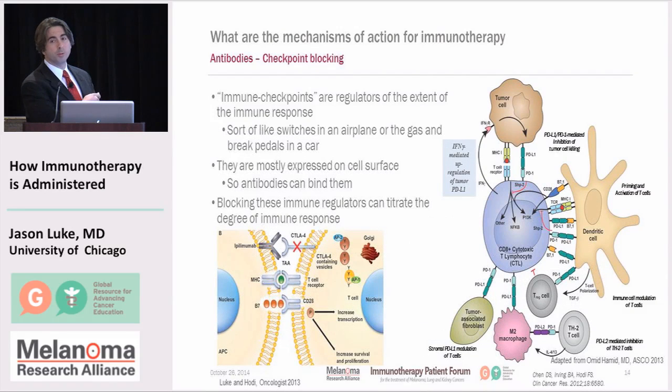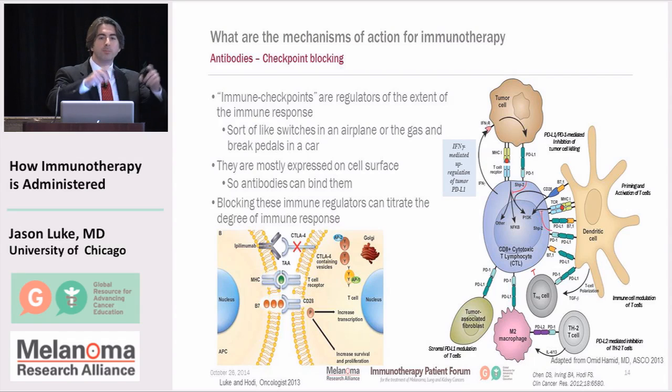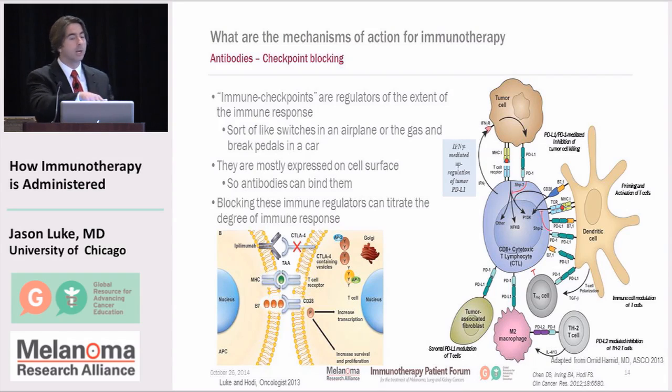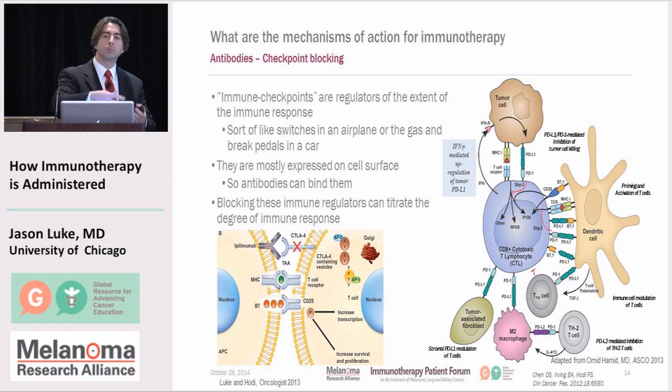What about the checkpoint blocking antibodies? The previous antibodies I talked about are infused, they go and find and stick, and then other things happen. These antibodies are slightly different in that these checkpoint antibodies are regulators of the extent of the immune response. They were discussed previously as sort of like gas and brake pedals in a car. I sometimes tell my patients they're sort of like the switches in an airplane. Some of them are up, some are down to take off, and some are up, some are down to come back down. They're mostly expressed on the cell surface, which makes sense because antibodies are relatively large proteins. They don't usually go in the cell, so they have to see things on the edge of the cell.